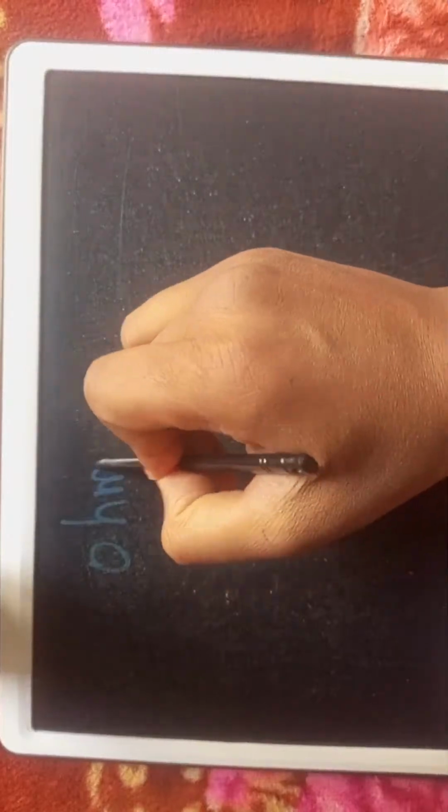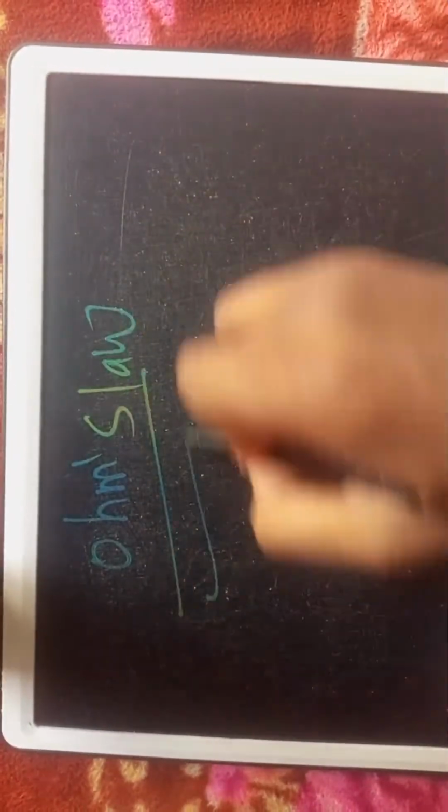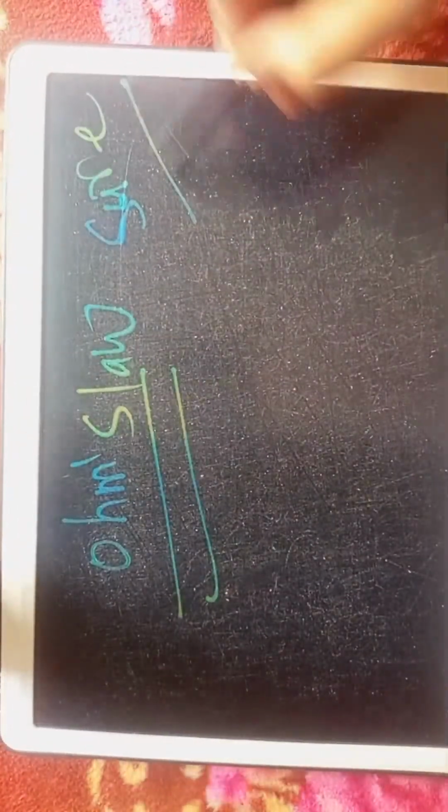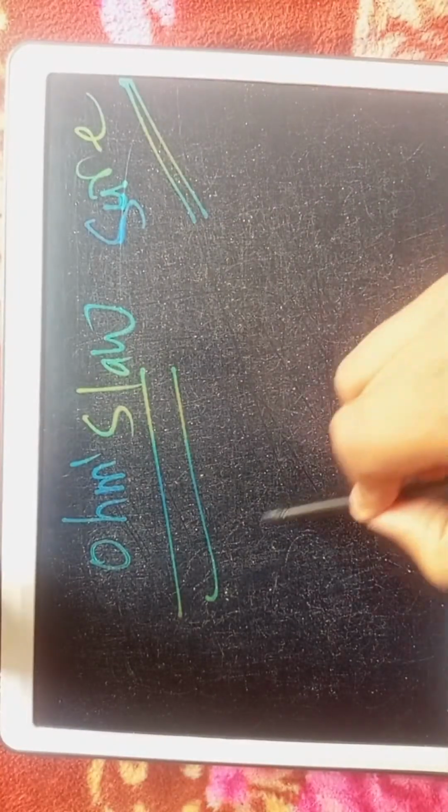Most important question, Ohm's law. It will come in the exam. Ohm's law, V is equal to IR.